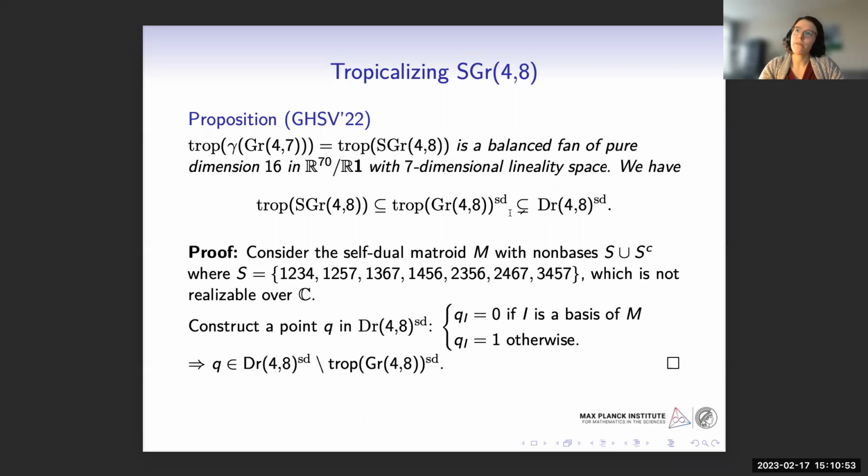So we've seen this inclusion is strict, and I assume that this will also be the case for higher rank matroids, that this inclusion is strict in general. However, this first inclusion is still open, and I'm very curious about this. And this is the end of my talk. Thanks for your attention.